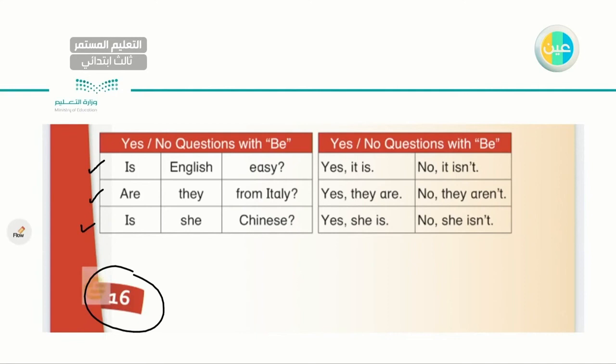Is she Chinese? Yes, she is. No, she isn't, or no, she is not. Let's go with reading. Let's read the questions together, you and I. Is English easy? Yes, it is. No, it's not. Are they from Italy? Yes, they are. No, they aren't. Is she Chinese? Yes, she is. No, she isn't. Very good, very good. Let's go to the next slide.